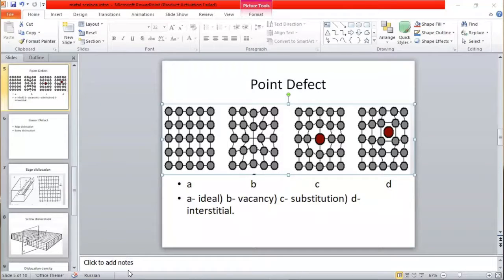So these are the types of point defect. The first one is called vacancy. That's when we have a missing atom.